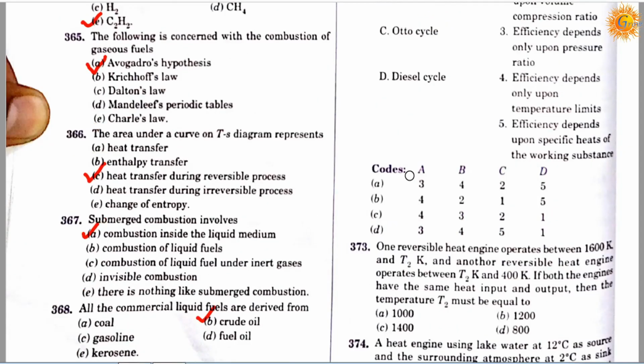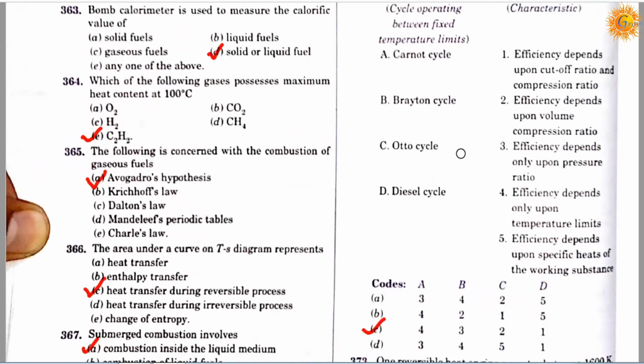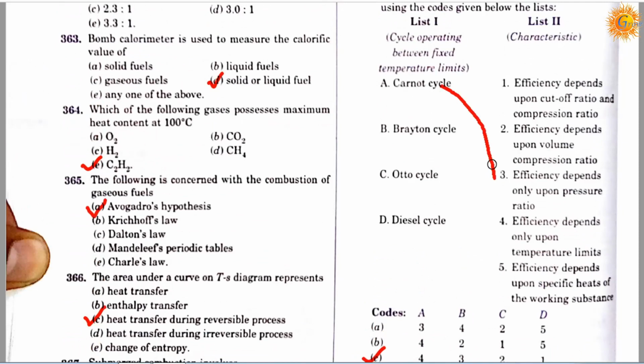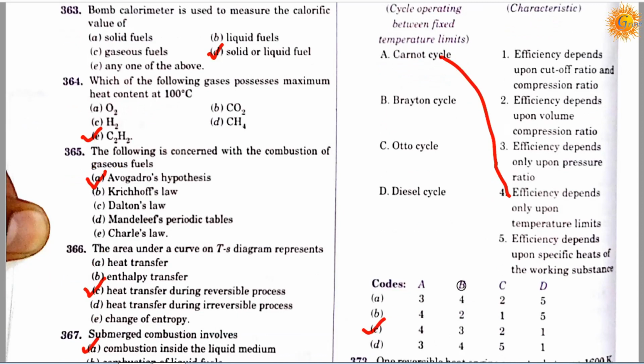So the correct answer will be C, because according to C, option A is matched with the fourth characteristic, option B will be connected with the third, option C will be connected to the second, and option D is connected with characteristic 1.